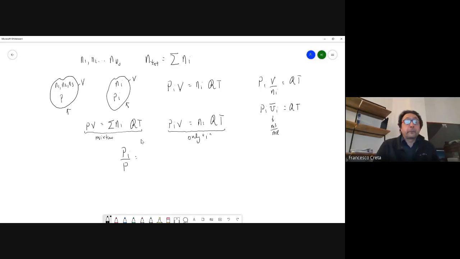So if you divide one by the other, essentially Pi over P, all you get is the ratio of the number of moles Ni divided by the total number of moles. And this, by definition, is what we call the molar fraction.